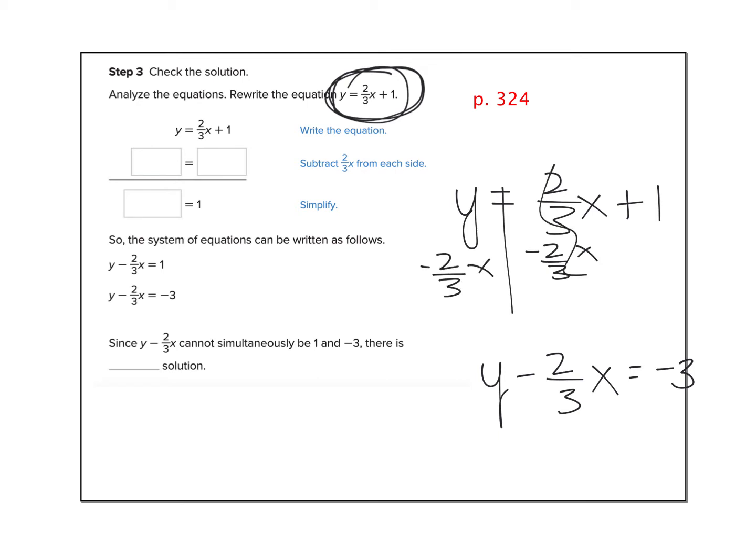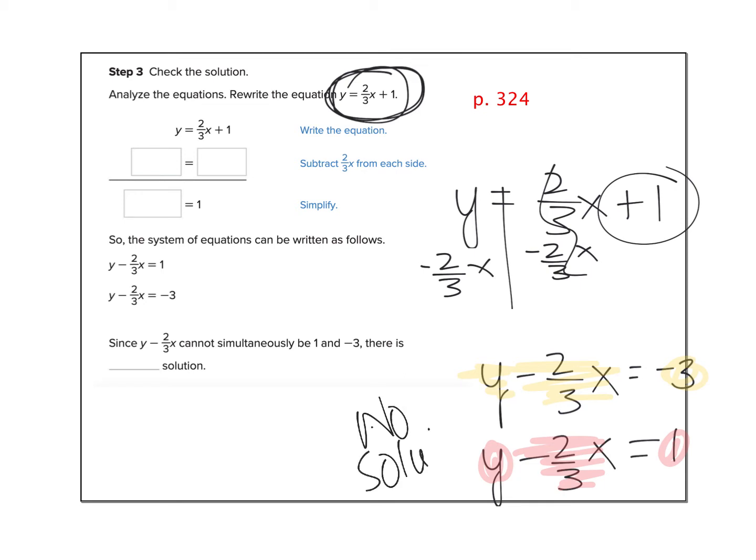Because you can do whatever you want to an equation. Let's see what it says now. It says y minus 2/3 x equals, there's that 1. All right, now this just kind of proves it. I don't expect you to understand this completely, but look at these. If I had some number and I took away 2/3 x, I got -3. And then if I have that same number and I took away 2/3 x, now I got 1. Well, that does not really make sense. So that's why there is no solution to that.